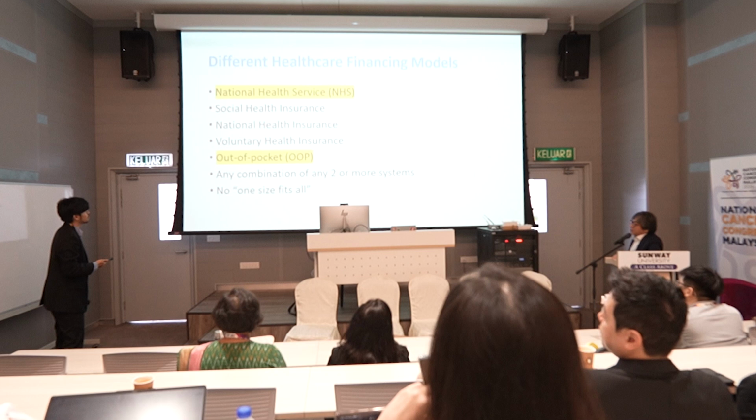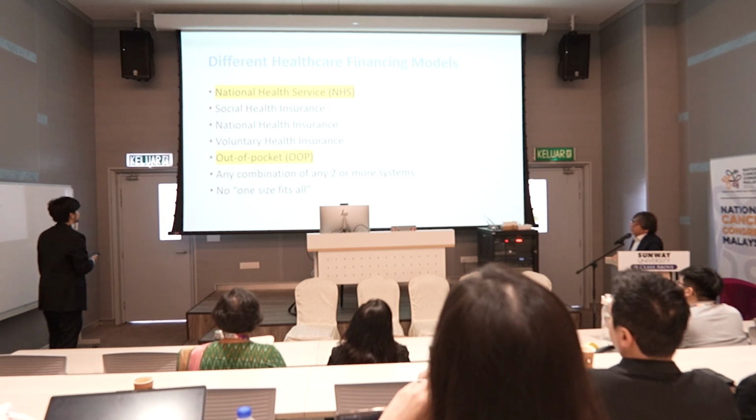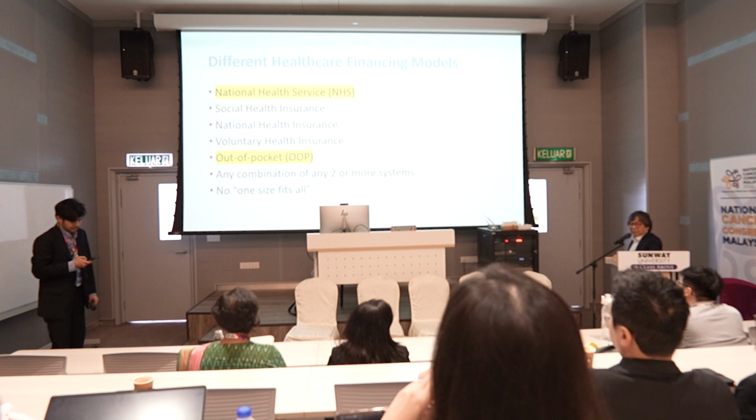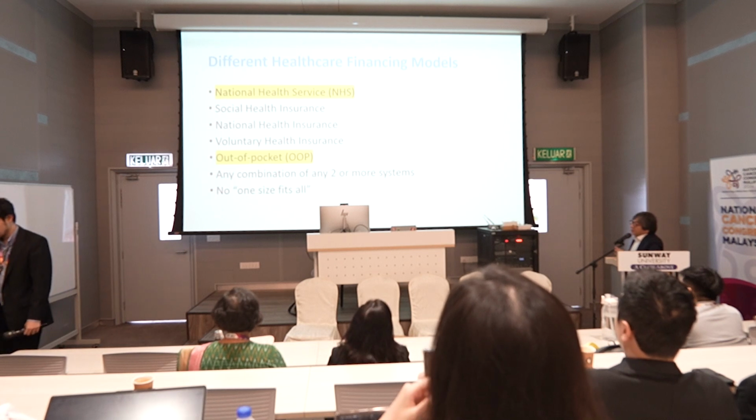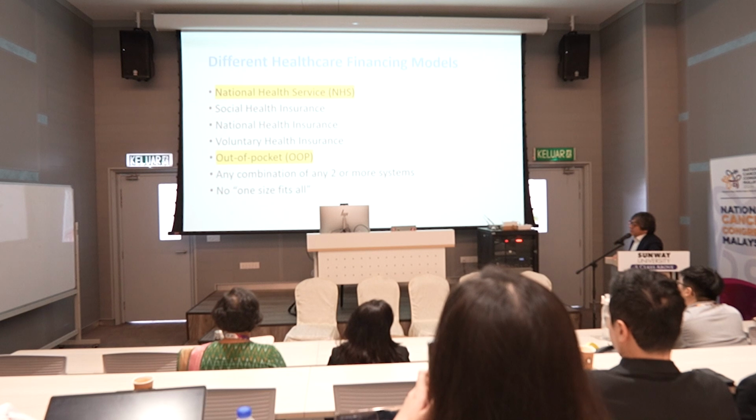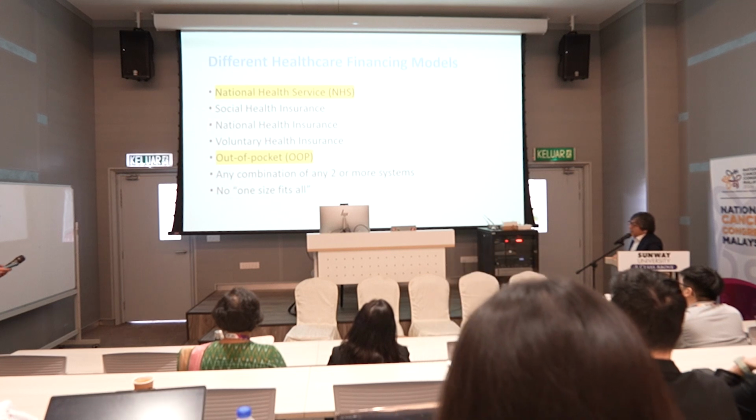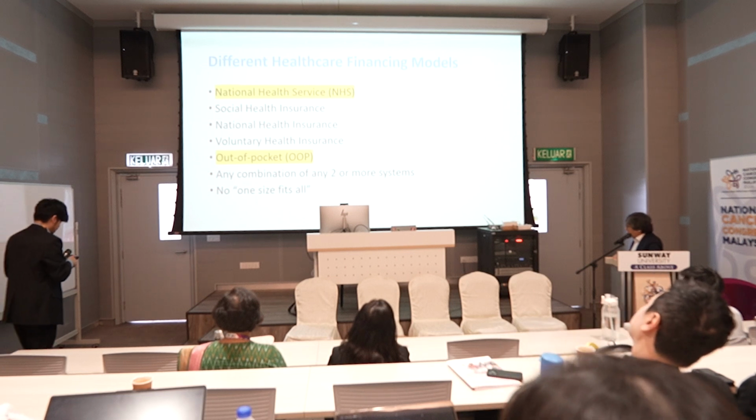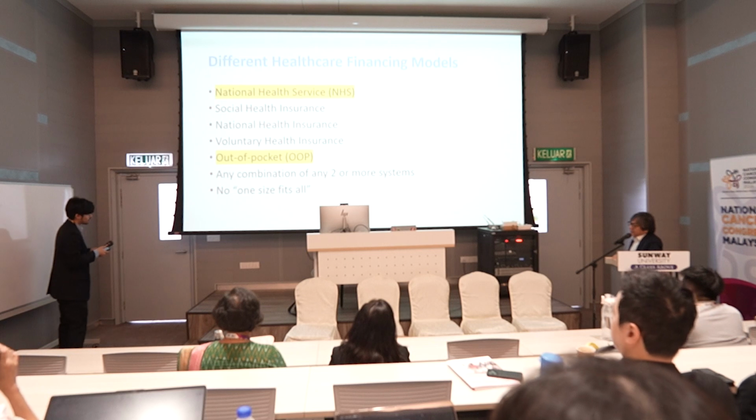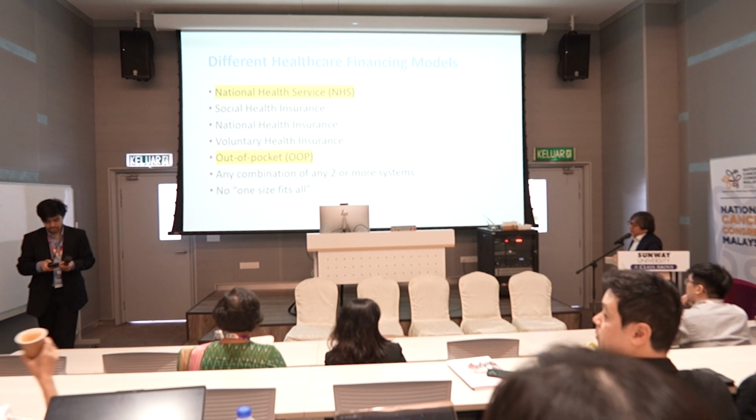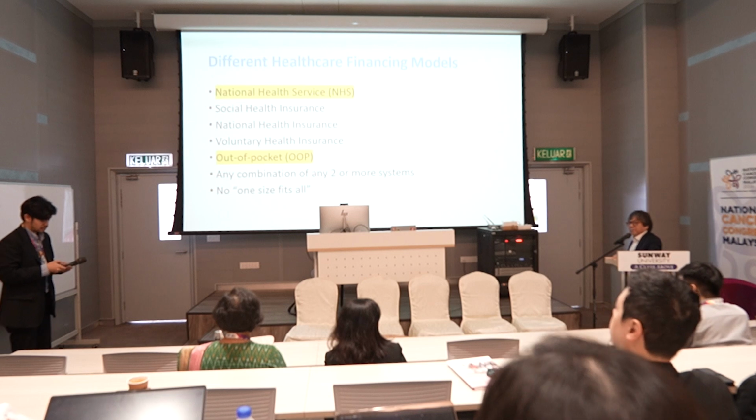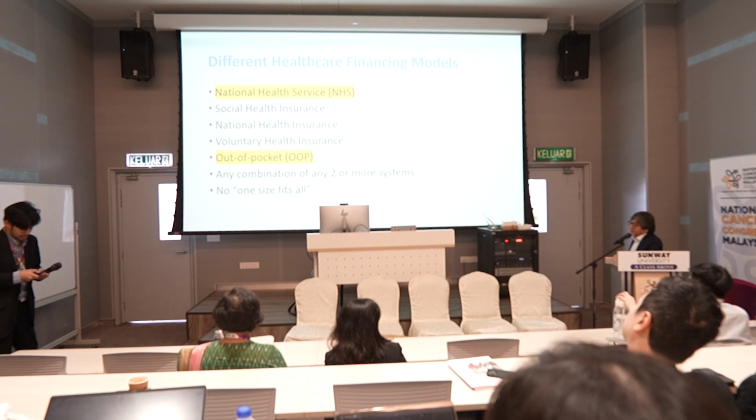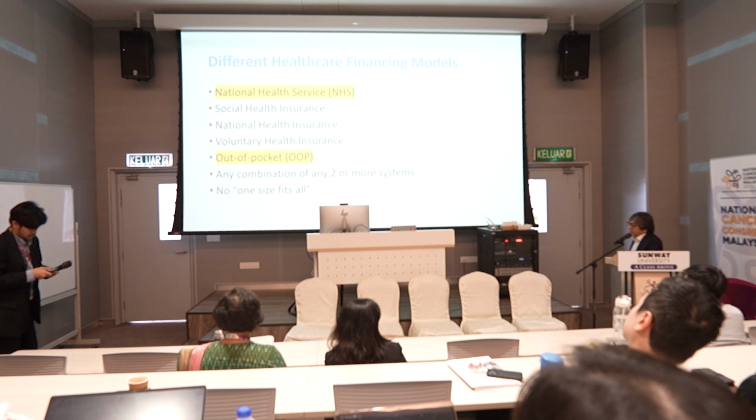The one with the oldest tradition is perhaps the National Health Service, or NHS, and this is exactly what we are having in Malaysia. I'll talk a little bit in more details later on. And then we have social health insurance, national health insurance. I will very briefly touch on this third model just before I close. And then voluntary health insurance. And then another very relevant healthcare system is out-of-pocket payment. So as the name implies, patients pay everything out of pocket.